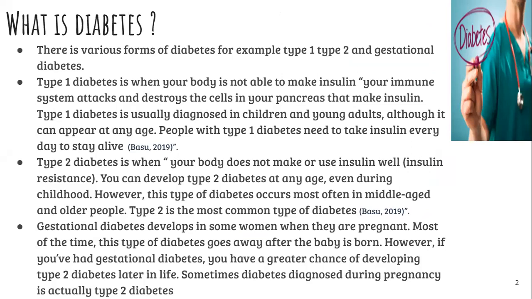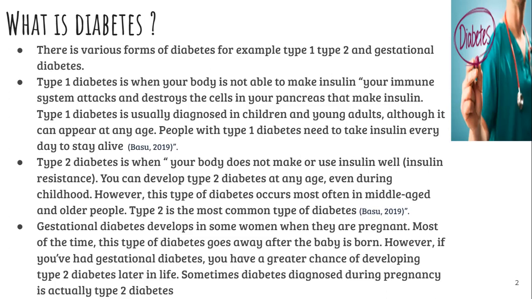Type 2 diabetes is when your body does not make or use insulin well, which is called insulin resistance. You can develop type 2 diabetes at any age, even during childhood. However, this type of diabetes occurs more often in middle-aged and older people. Type 2 is the most common type of diabetes.